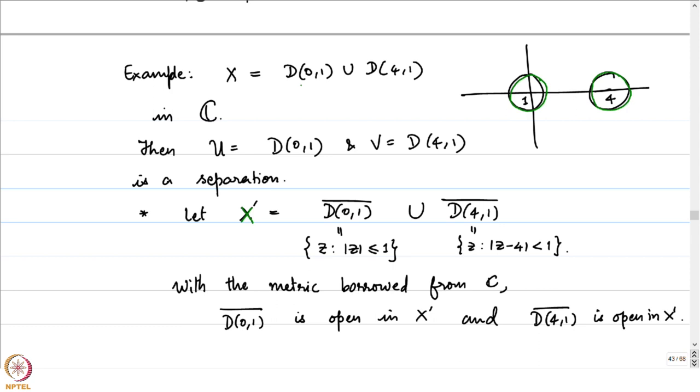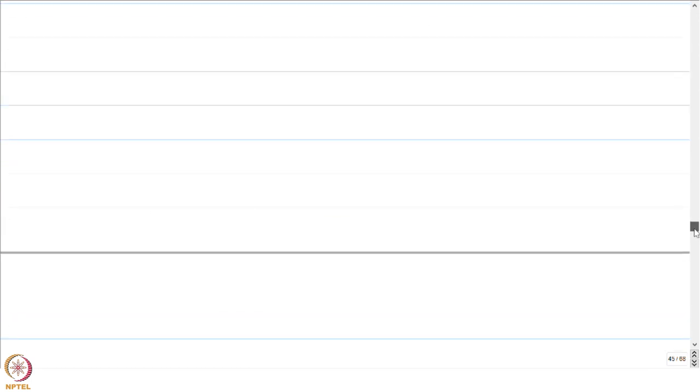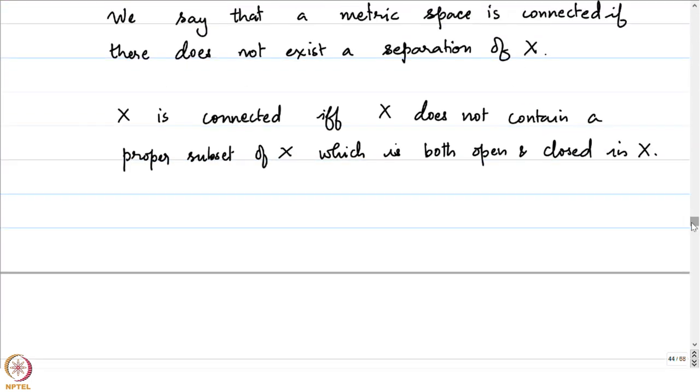Similarly, in X prime, D(0,1) bar is open even though it is not open in C. In the metric space X prime, this is an open set. So you can actually sit down and check that if something is both closed and open and it's a proper subset of X, then it gives us a separation of our given metric space. So this is just rephrasing whatever we have just written above.